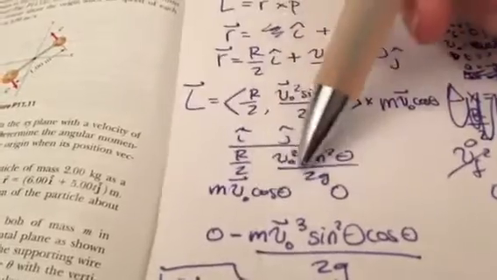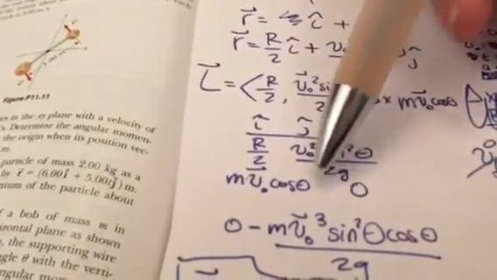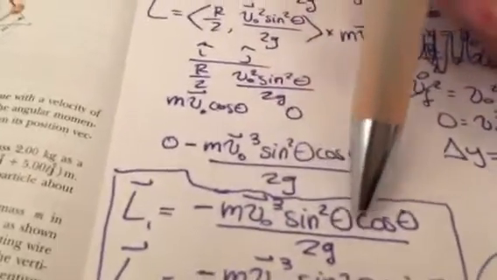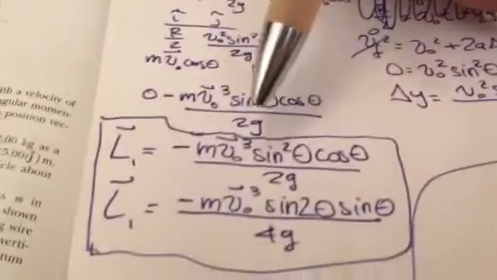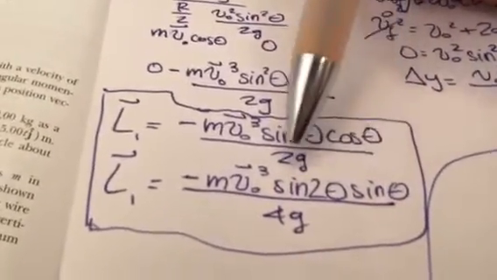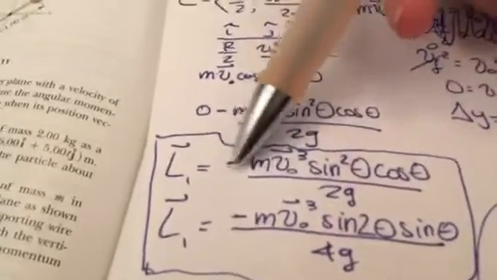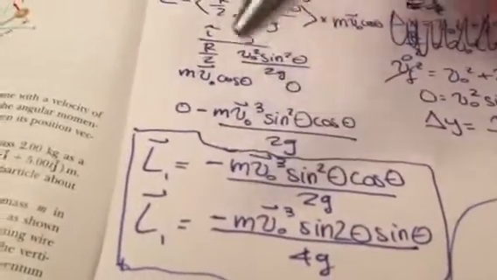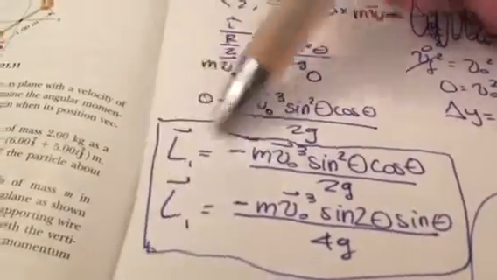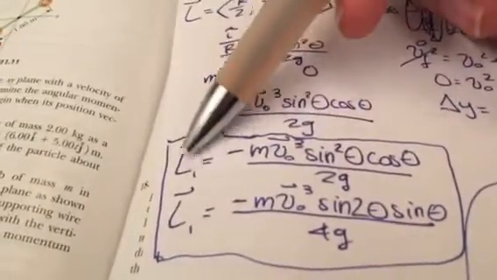And we make our little table. 0 minus m v naught cubed sine squared theta cosine theta over 2g is our angular momentum. So our angular momentum is negative m v naught cubed sine squared theta cosine theta over 2g. Or if you want to be extra fancy, it's negative m v naught cubed sine 2 theta sine theta over 4g, using those trig identities. And what's important is that the angular momentum is in the z direction. So after this, it's in the negative z direction. If we have an x, y here, it's going in the negative z direction, excuse me.